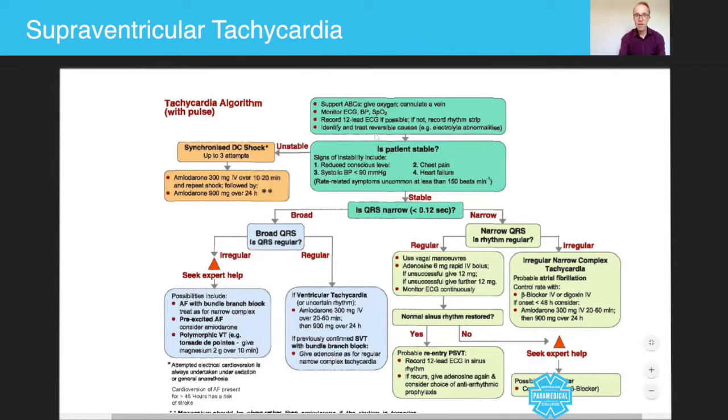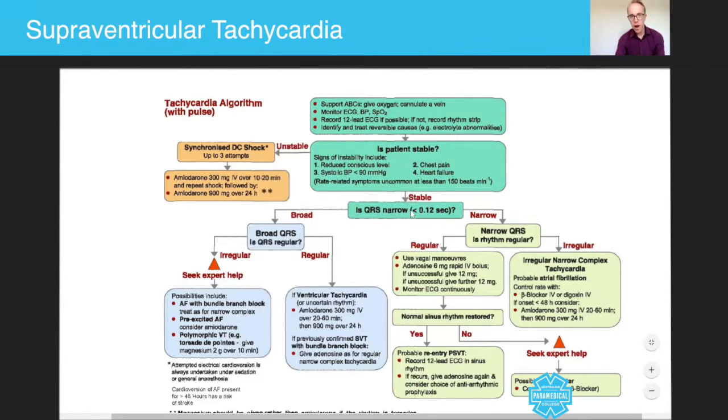Now, coming down here then, you notice how it says, is the patient stable? Now, according to this guideline, the patient is not stable if they've got a reduced level of consciousness, they've got chest pain, they've got a systolic blood pressure below 90, or they're demonstrating signs of heart failure. So if there's any one of those, then they're going down this side, but we're not going to talk about this side today. We're going to move down here. If the patient hasn't got any of these, then they're classed as stable.